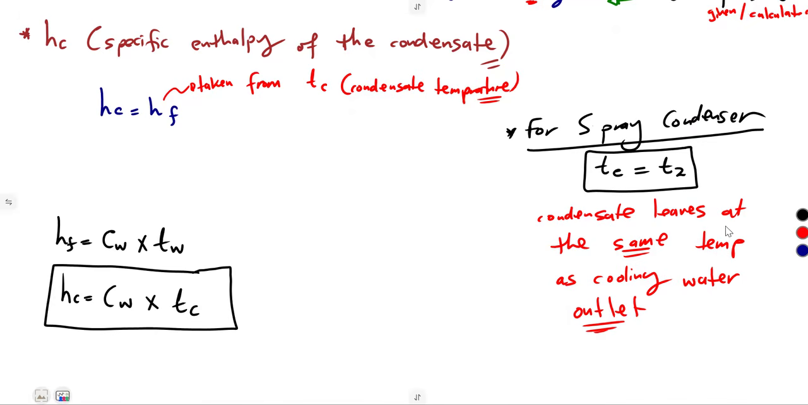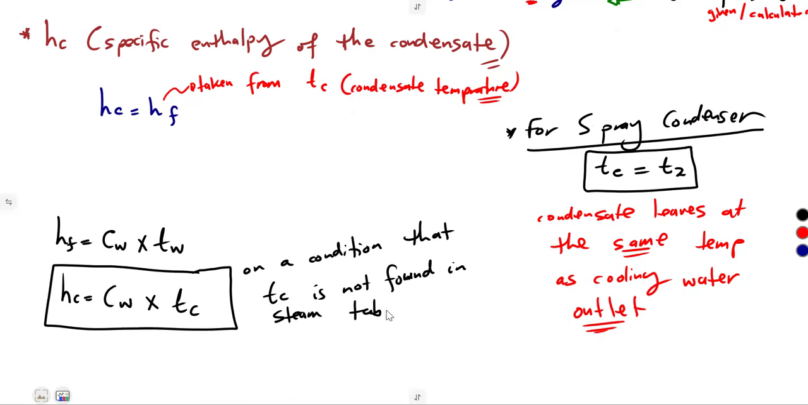On a condition that TC is not found in the steam tables. Is it on? Is it from? Guys, grammar, still grammar. But that is it. You can use that value of HC, your enthalpy. Guys, enthalpies are kilojoules per kilogram. We saw that from our steam tables. So that is how we can answer our questions onward.